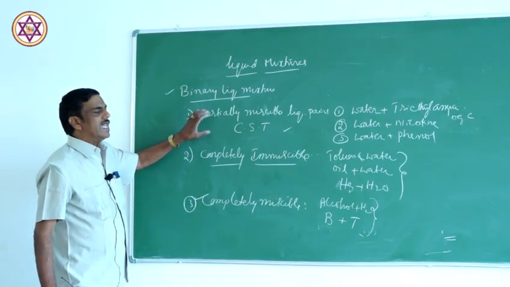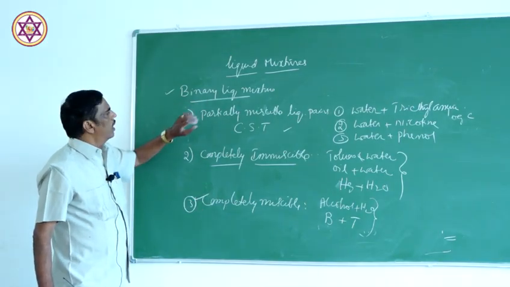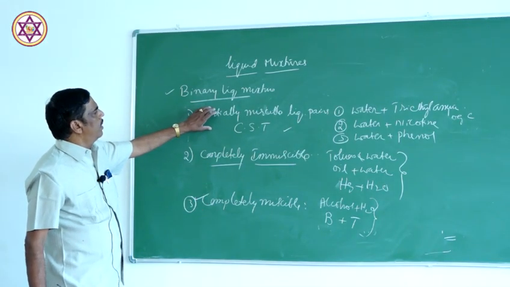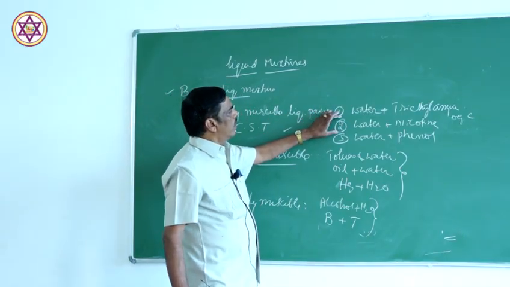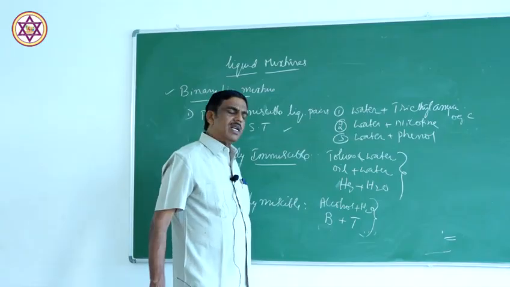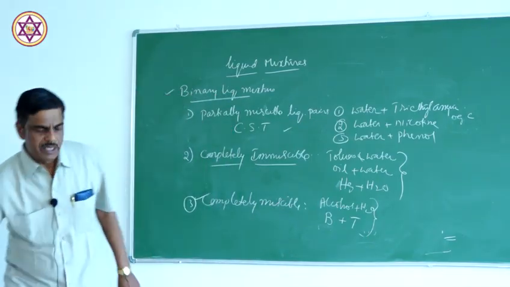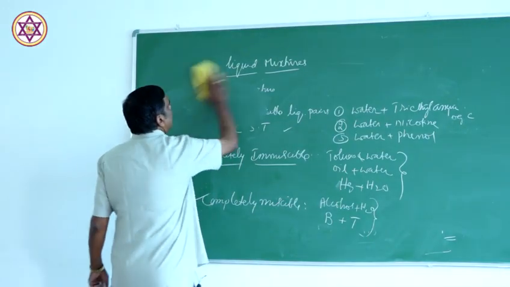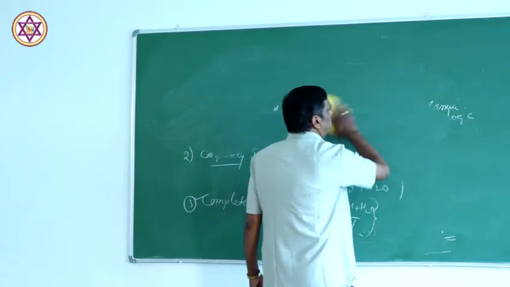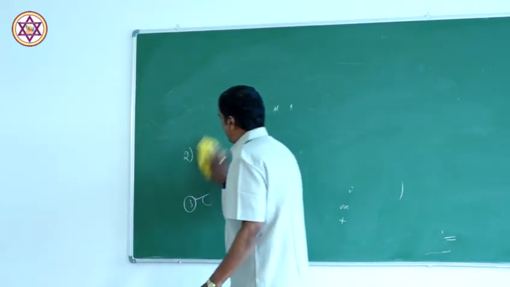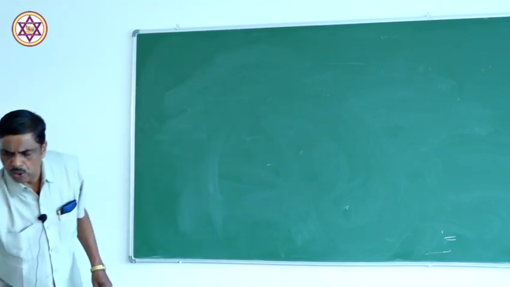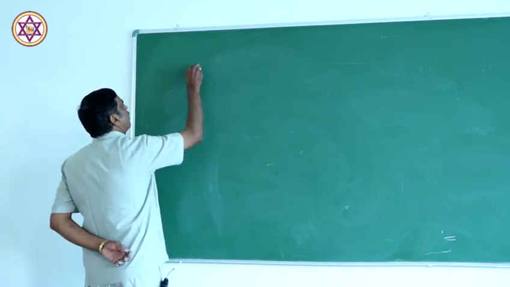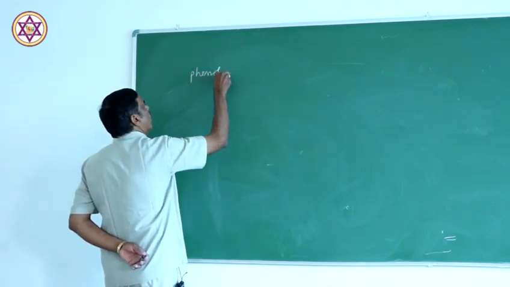Now, let us study in detail the partially miscible liquid pairs. Among these, we have the water and triethylamine, water and nicotine, and water and phenol systems. Let us study these in detail one by one. First, instead of nicotine, I will take up the phenol water system.